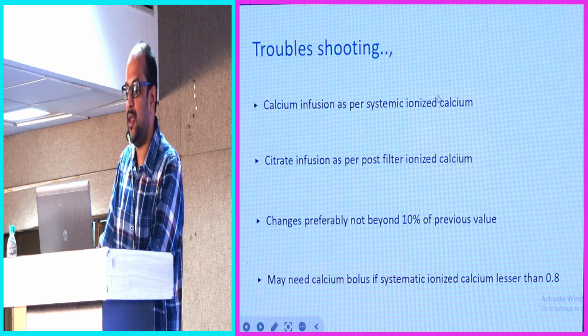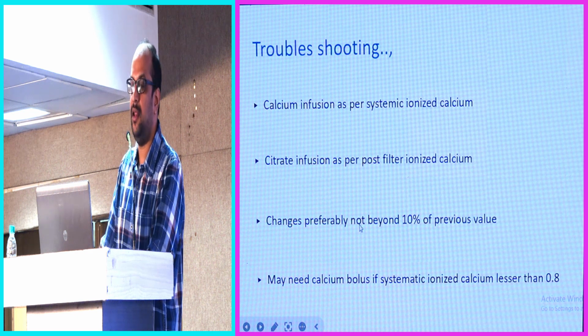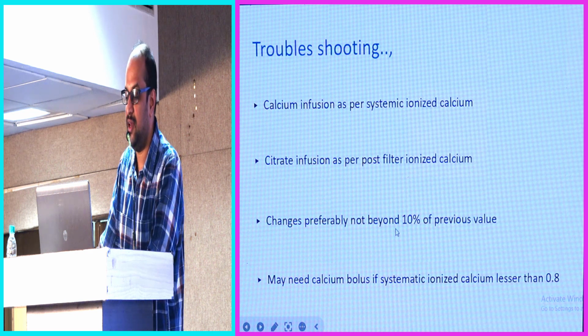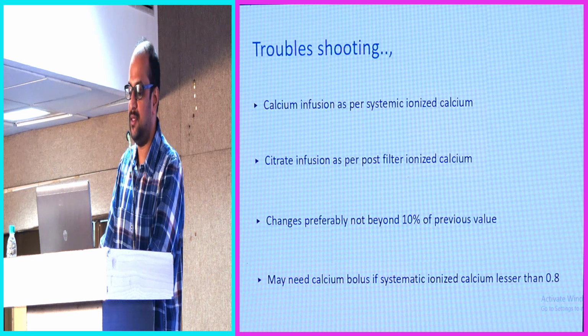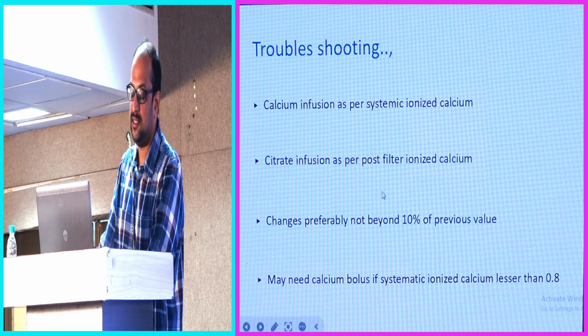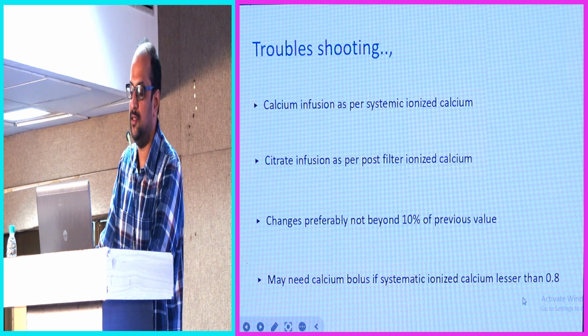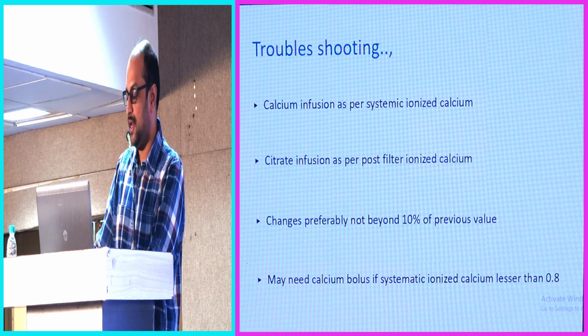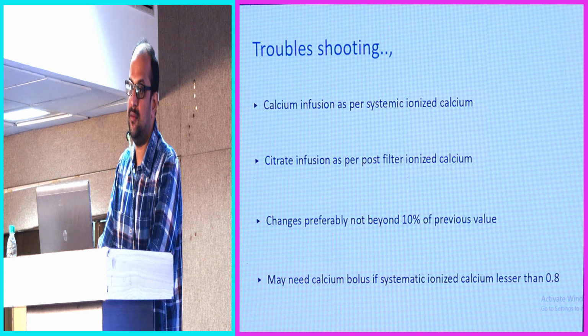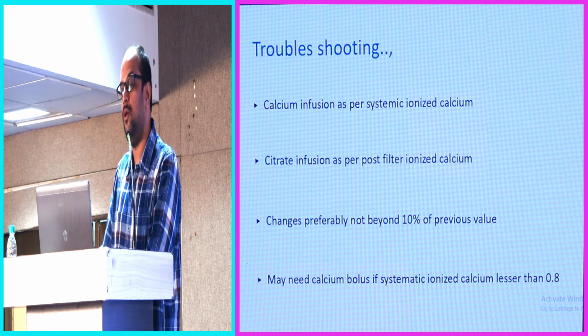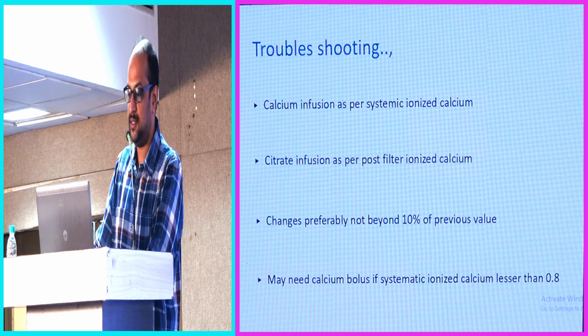So systemic ionized calcium determines our calcium infusion rate. Post filter ionized calcium determines our citrate infusion rate, and the changes are preferably not beyond 10% of the previous value. That is called the rule of 10%. If the systemic ionized calcium is very low, going below 0.8, we may need to give a calcium bolus, because if the systemic ionized calcium gets very low, the patient will sometimes bleed.